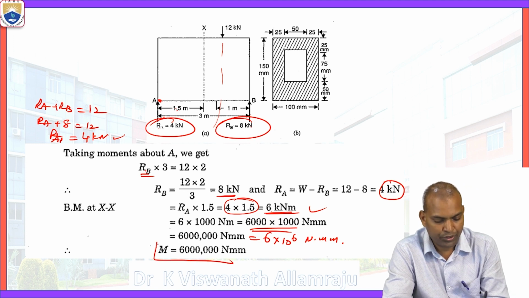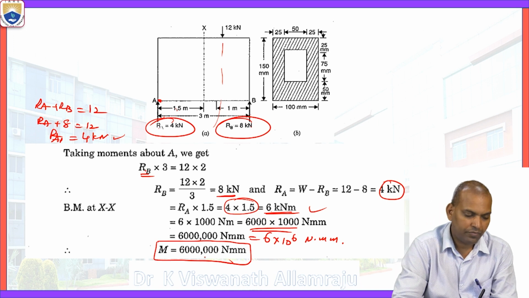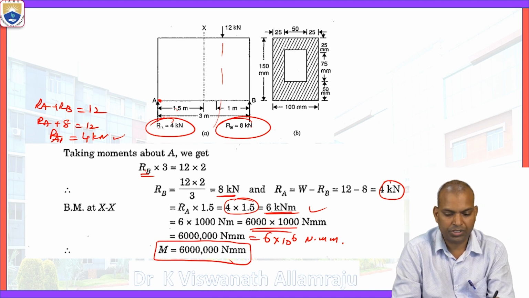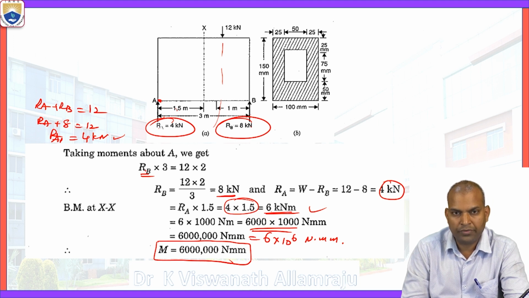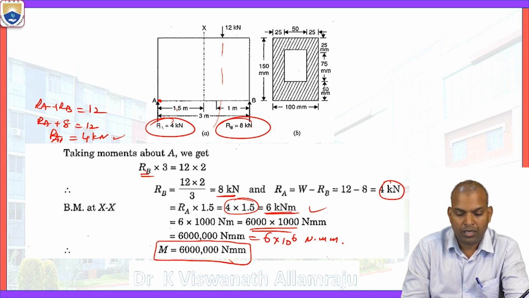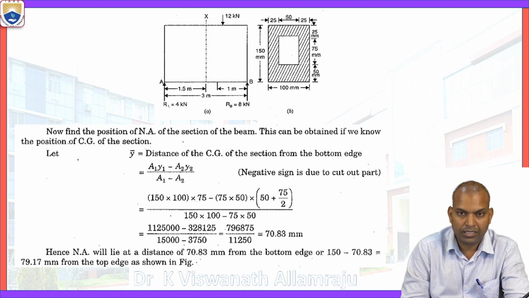Now the M value we know. This is the value of moment resistance. But we have to find out the location of the neutral axis. How do we calculate it again?